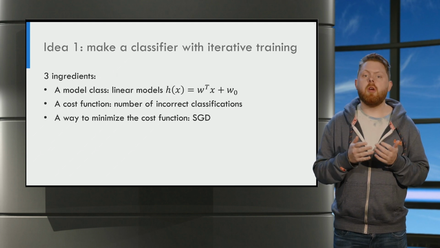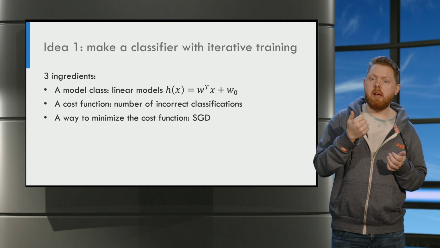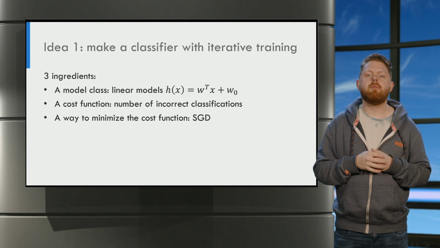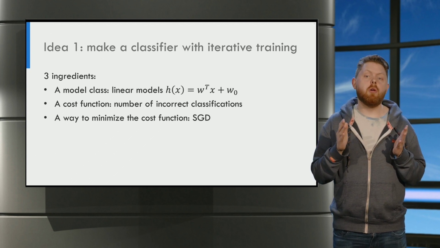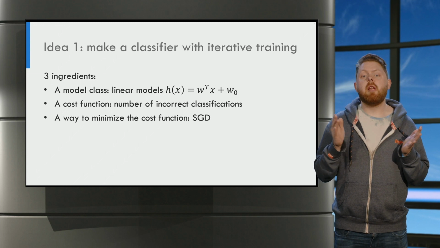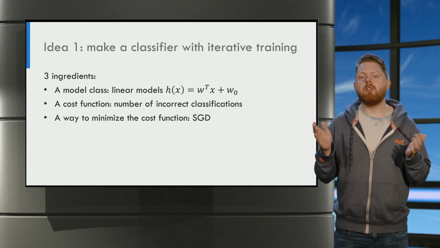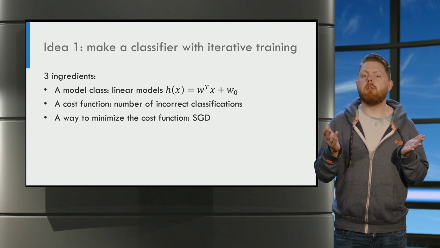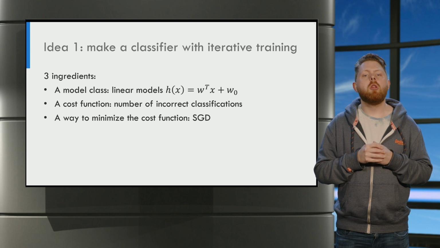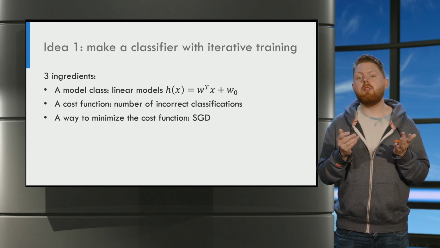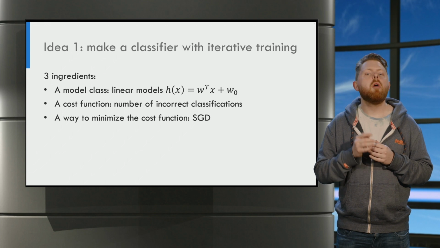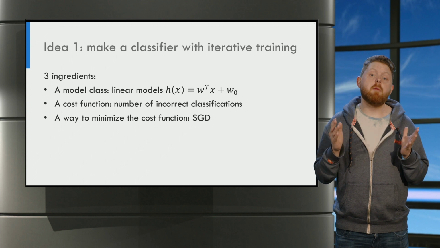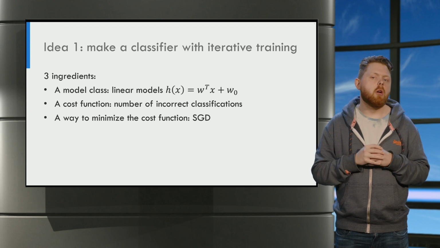Iterative training requires three ingredients: a model class, a cost function, and a way to minimize that cost function. Let's say we're going to use linear models which have linear boundaries to separate the classes. For the cost function, we're going to use the number of incorrect classifications. To minimize it, we're going to use stochastic gradient descent. But this is where the first problem arises. If you think about it, this is not going to work.